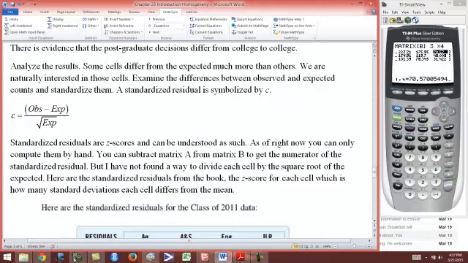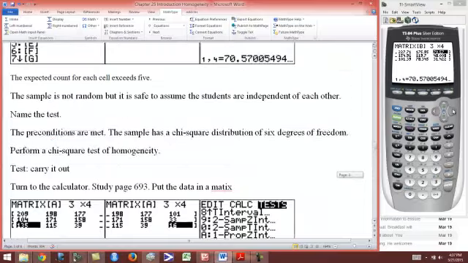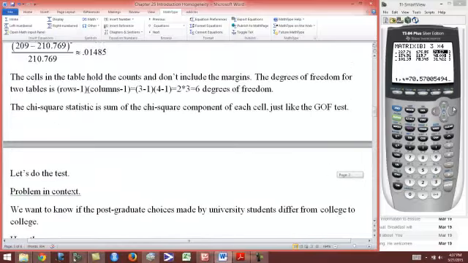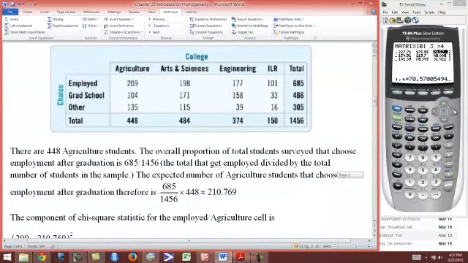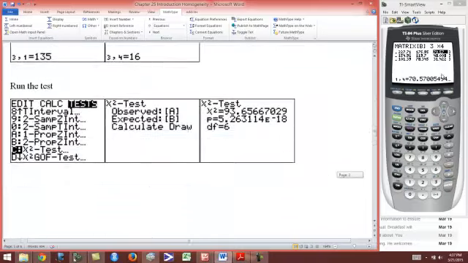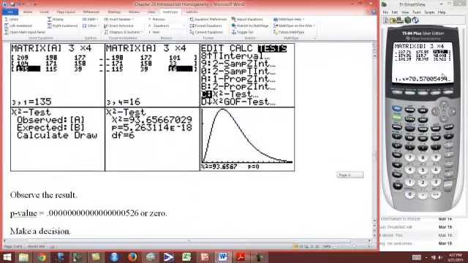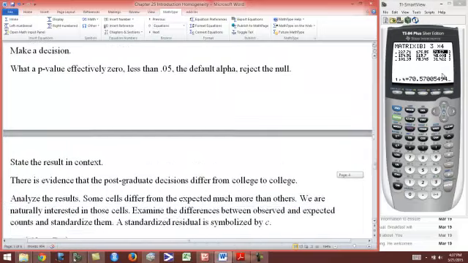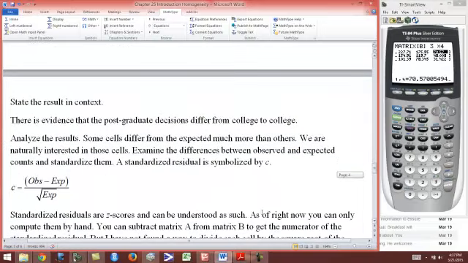Now, we're going to analyze the results. We have residuals with this. In other words, some cells differ from the expected much more than others, like the agricultural guys. Remember the agricultural people? Where were they? Up here somewhere. Yeah. They hardly differed from the expected at all. So they did not contribute. If all the other cells were the same, we would have failed to reject the null. So some of these cells must have had huge differences.